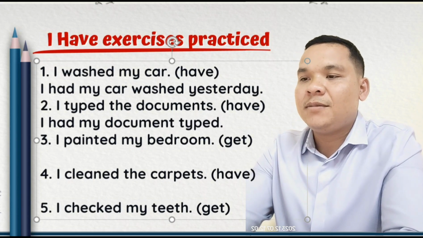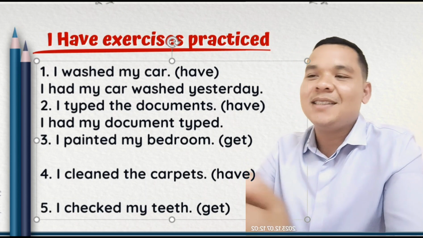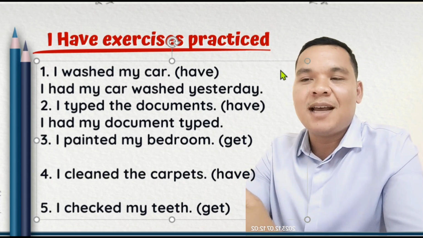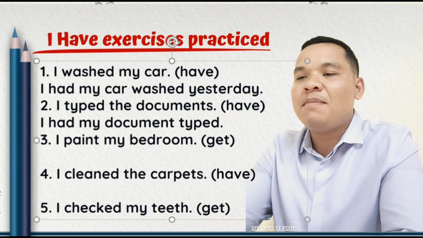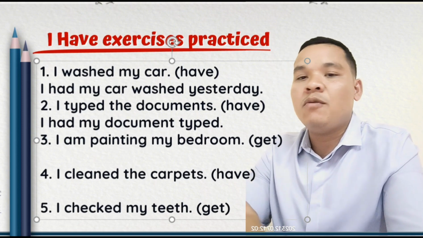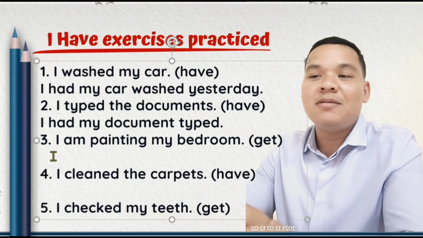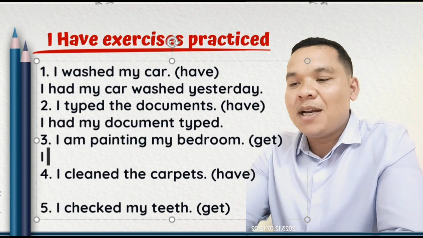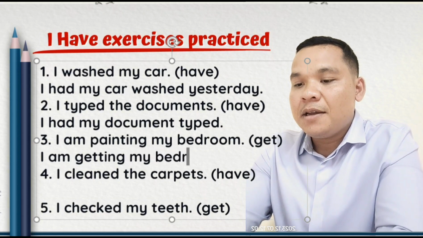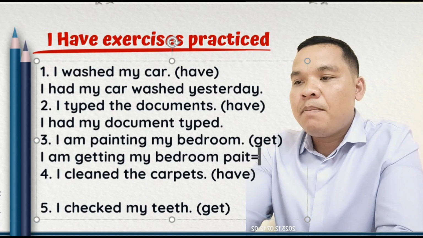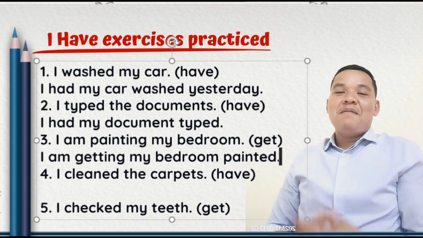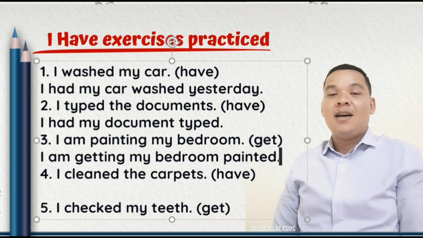Number three, I painted my bedrooms. Past time again. If it is present continuous, I am painting my bedrooms. So you can say I'm getting my bedrooms painted. I'm getting my bedroom painted. Present continuous tense as causative use.